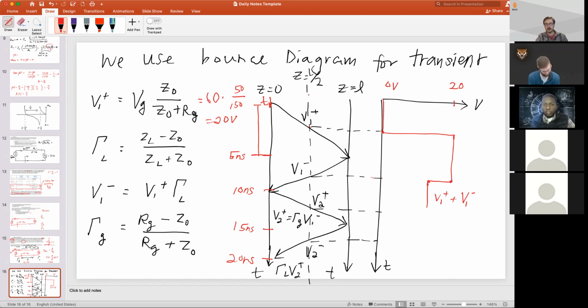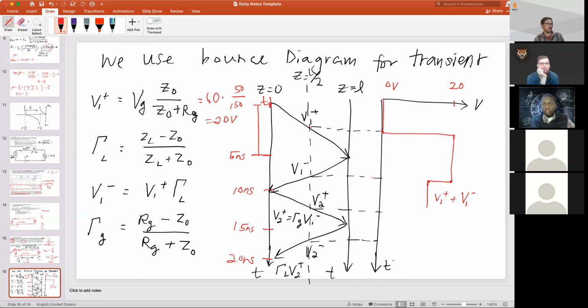So you could set your dotted line here to like a quarter of the length. You could set it to the generator. You could set it to the load. And what you're doing for all of these bounce diagrams is moving along the forward or reverse propagating wave, and waiting to see when it crosses your dotted line. And then you'll transfer that information to this side, where this side is a voltage as a function of time plot.